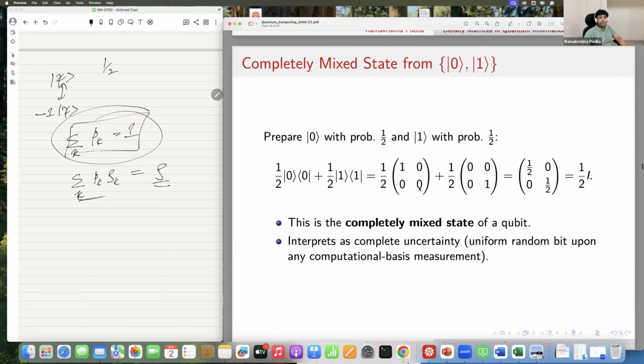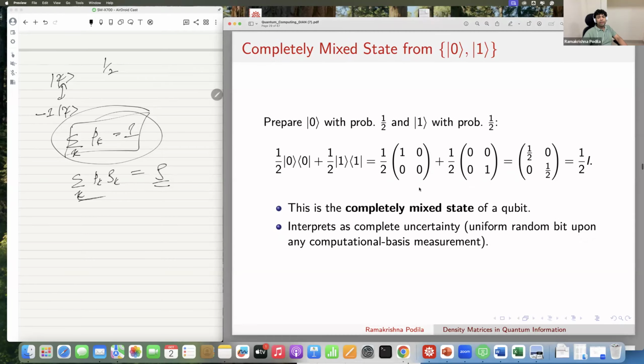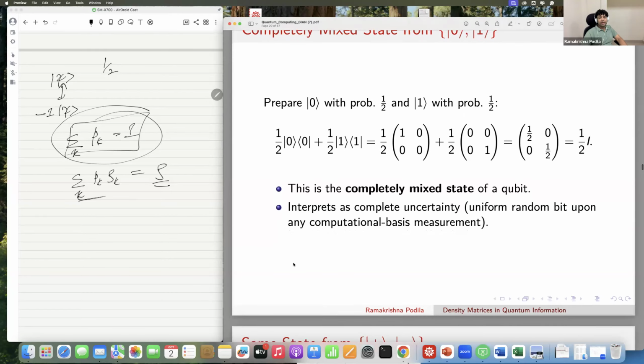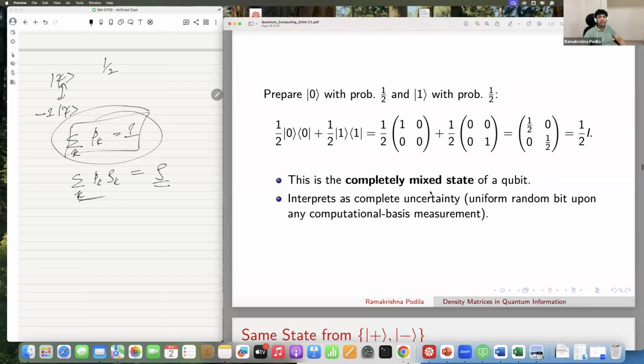So now here we are trying to make a mixed state, where I am combining half rho_0 and half rho_1. You can verify for yourself that we get half the identity matrix. This is a completely mixed state of a qubit. It is interpreted as complete uncertainty, meaning that I do not know whether it is in spin up or spin down. It gives a uniform random bit upon any computation: 50% I get 0, 50% I get 1.